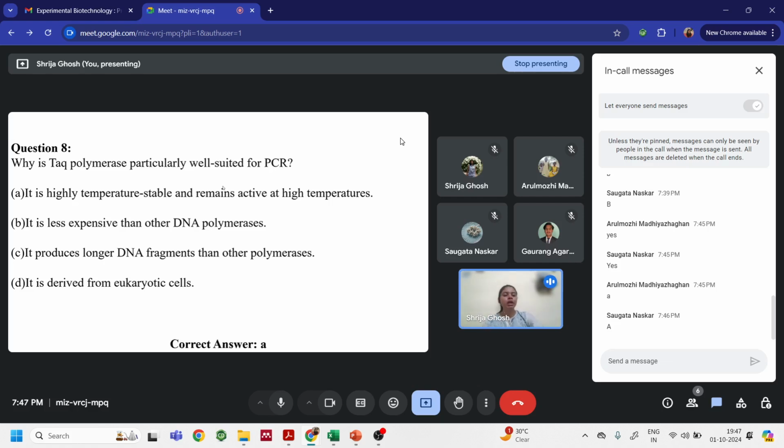It's a protein after all, right? So it will get denatured. So for that purpose, what people did was they got a unique polymerase from a thermophilic bacteria, that is a bacteria that can grow at higher temperatures. This bacteria is especially found in places that have really high temperatures, above 50-60 degrees Celsius. So examples are hot water springs.